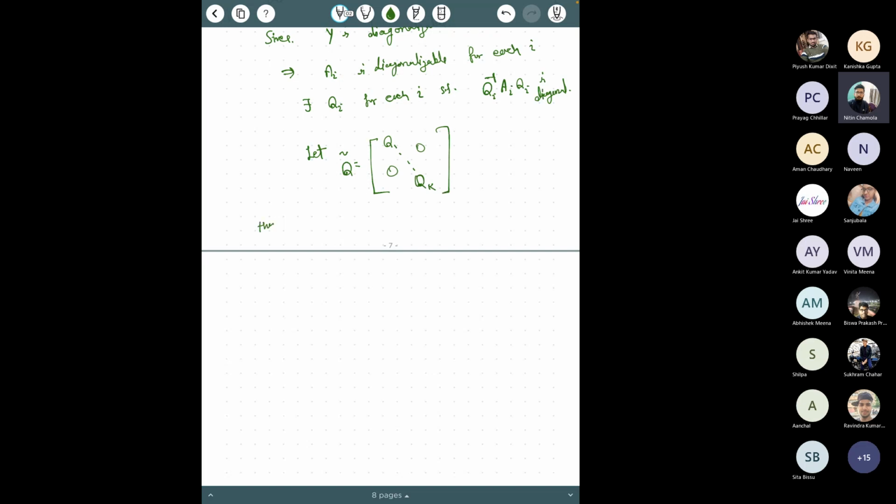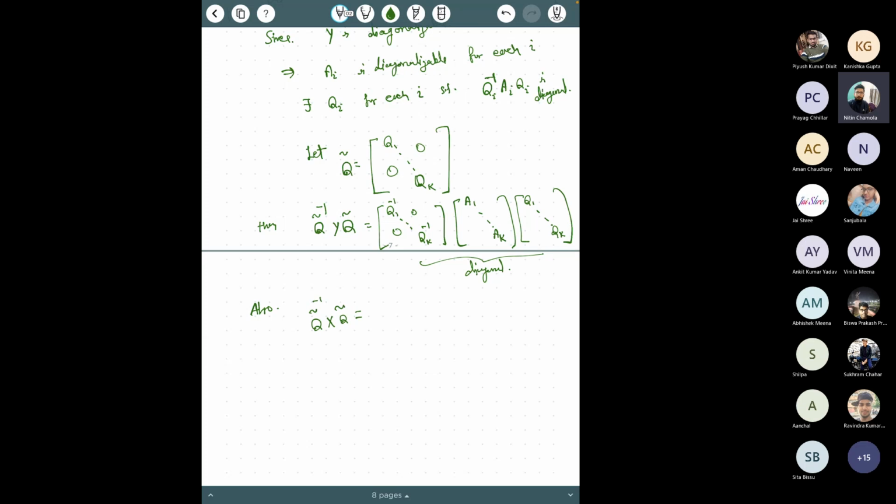So then clearly, when you do this Q tilde inverse Y Q tilde, it is Q1 inverse and so on up to Qk inverse, then Y is A1 to Ak, and then Q tilde is Q1 to Qk. So clearly this is diagonal, right? Now when you multiply these, because each of Q_i inverse A_i Q_i is diagonal, this matrix is diagonal. What about this one, Q tilde inverse X Q tilde?